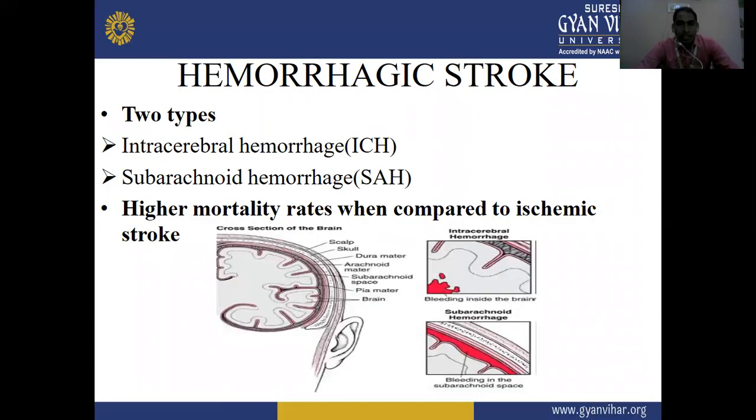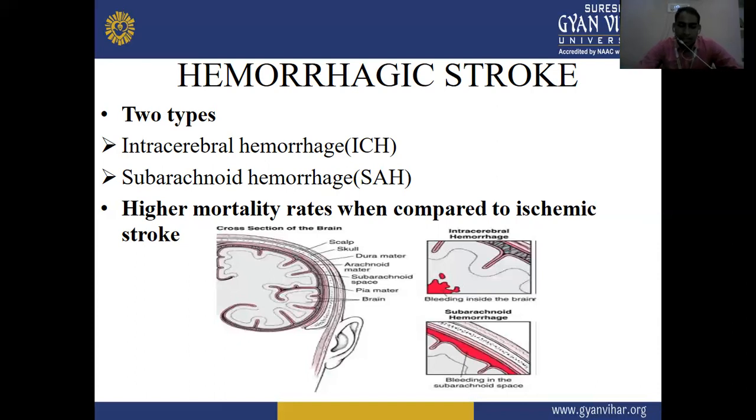Next one is hemorrhagic stroke. There are two types of hemorrhagic stroke. First one is intracerebral hemorrhage and second one is subarachnoid hemorrhage. SAH means subarachnoid hemorrhage and ICH means intracerebral hemorrhage. Higher mortality rate when compared to ischemic stroke. Intracerebral hemorrhage is an emergency condition in which a ruptured blood vessel causes bleeding inside the brain. Subarachnoid hemorrhage is most often caused by a burst blood vessel in the brain.